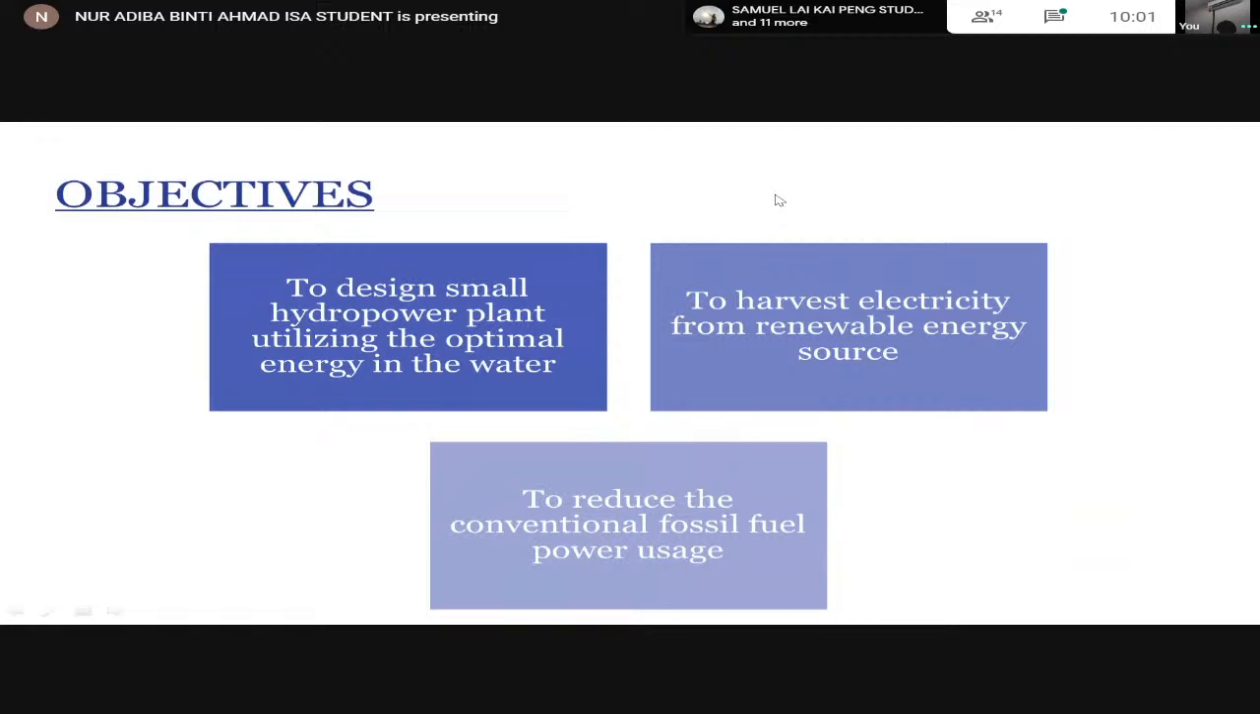So for our case study, we came up with three main objectives. First is to design a small hydropower plant utilizing the optimal energy in the water with the minimum terms and economic cost, considering seasonal change to meet the user's demand in all the year. And also the second objective is to harvest electricity resource for sustainable water and energy development. And our third objective is to reduce the conventional fossil fuel power usage with an alternative hydropower technology.